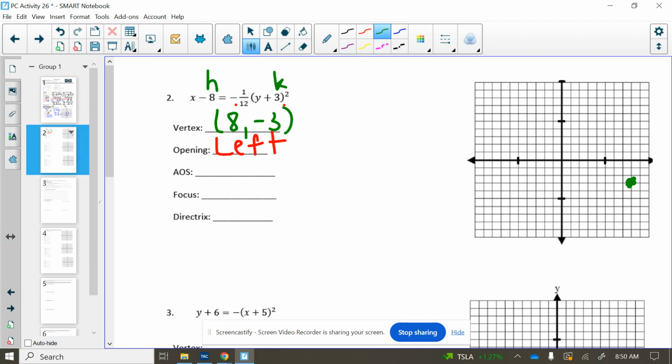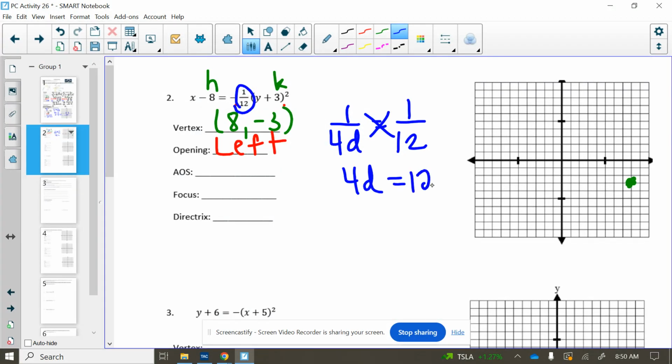And our 1/4d is going to be equal to 1/12. So we cross multiply and solve this time. We get 4d times 1 equals 1 times 12. D this time is 3 units. So because this is opening to the left, we know 1, 2, 3 to the left would be our focus. 1, 2, 3 to the right, so a little off the graph, would be our directrix.